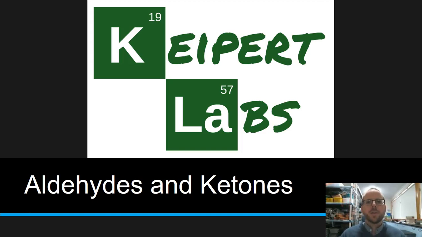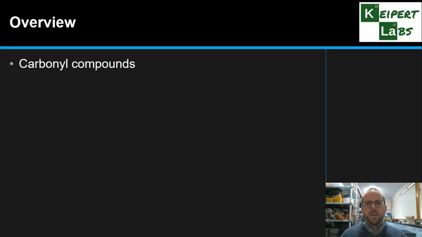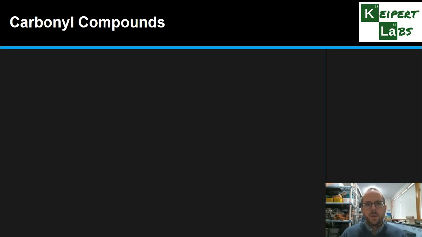In today's video we're going to talk about aldehydes and ketones. We're going to start by looking at what we call carbonyl compounds, this overarching group in which these two types of compounds fall. We're then going to discuss in some detail aldehydes and then talk about ketones, as both types of carbonyl compounds. So firstly, what do we mean by a carbonyl compound?